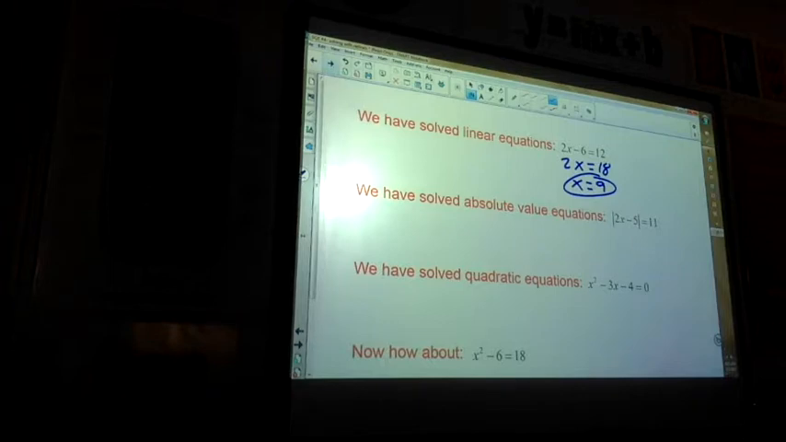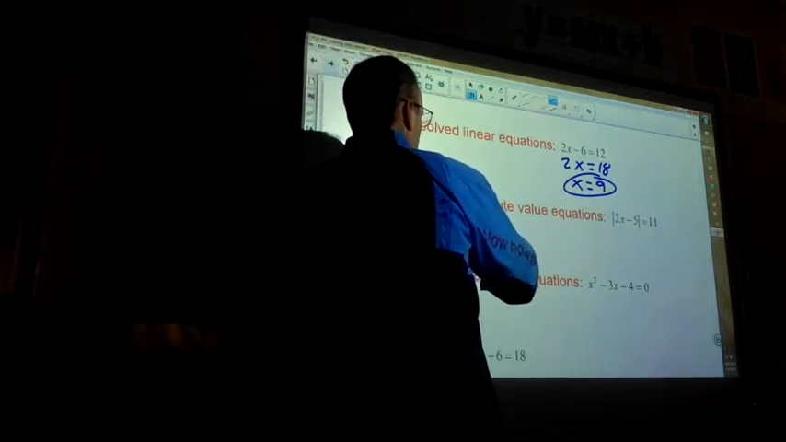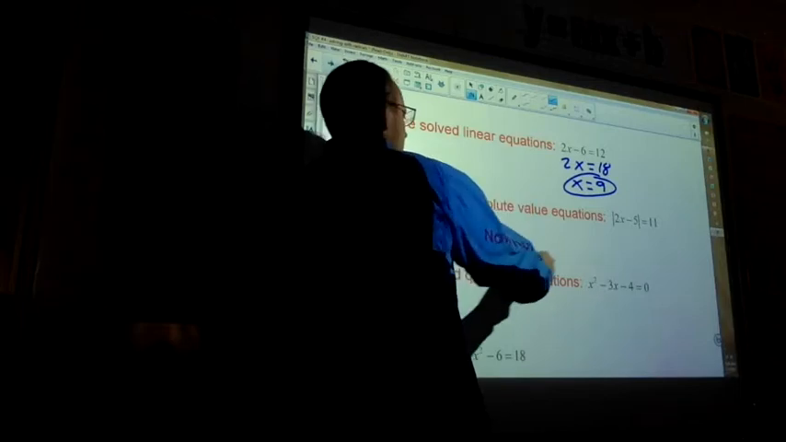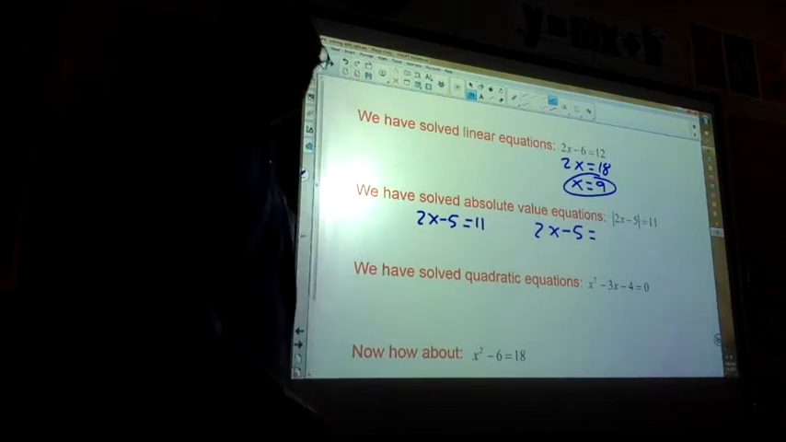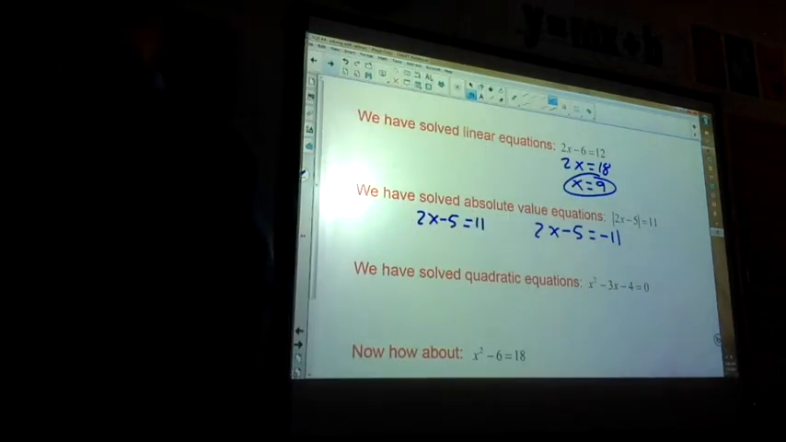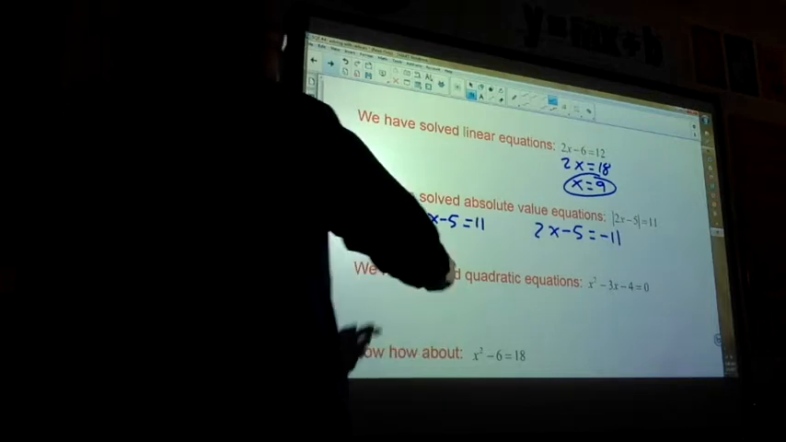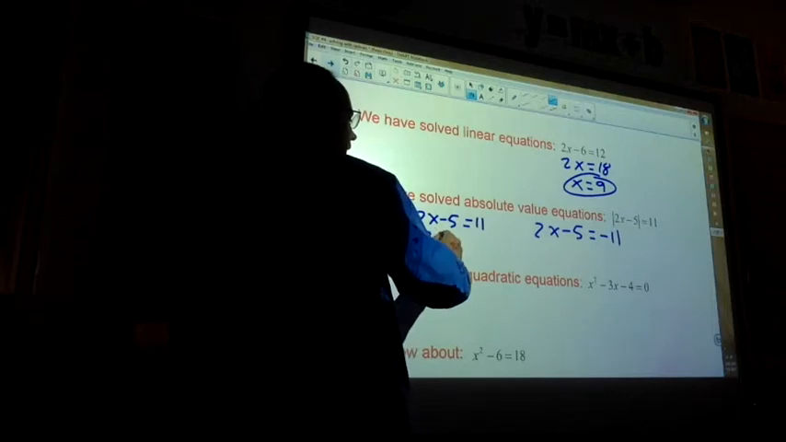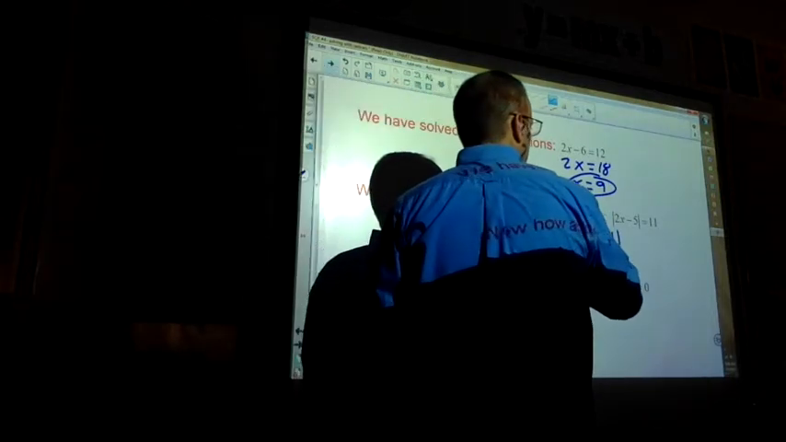Okay, absolute values. How many answers do absolute values have? 2. So remember with absolute value, you go 2x minus 5 equals 11, so you just drop them. And then you also do 2x minus 5 is equal to what? Negative 11. Because remember, absolute value is just a distance. And the distance is not a negative component, but you're talking about a distance away from the number. So this becomes 2 linear. So add 5, divide by 2. I get x equals 8.